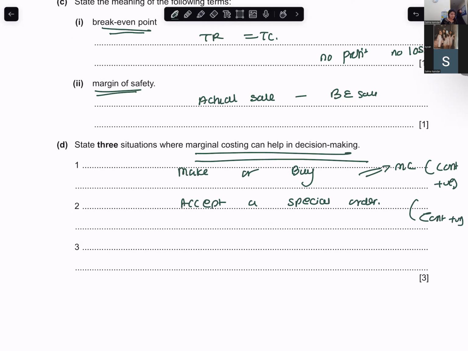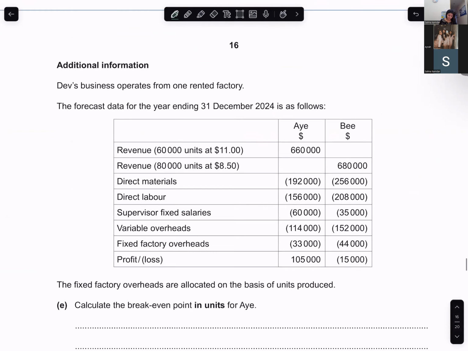Another place where marginal costing can be used is when you have limited resources, or when you have to discontinue a product. When you have limited resources and you have to make the optimum product mix, at that time also you use marginal costing. Okay. Go ahead.